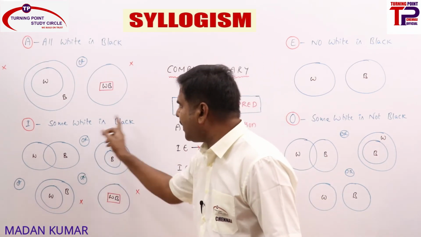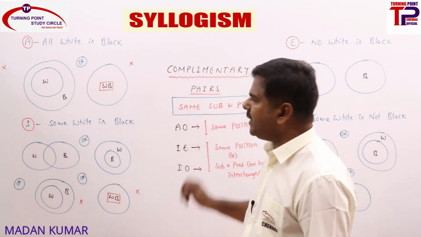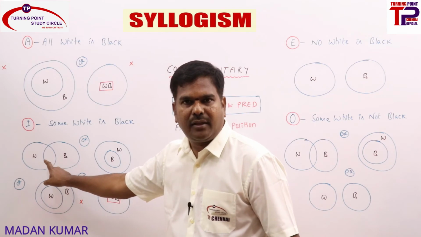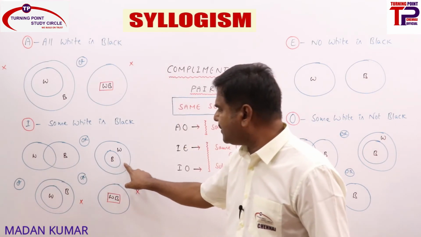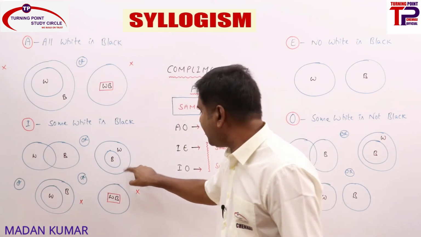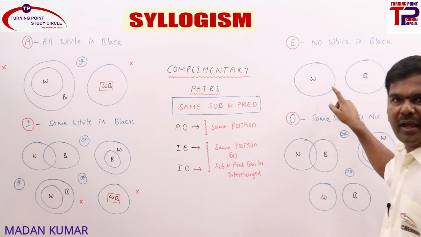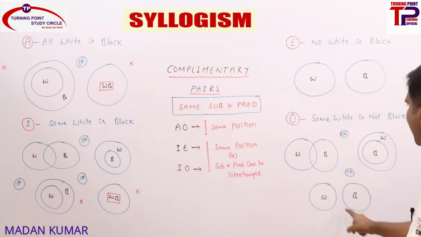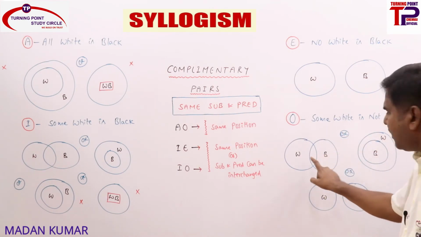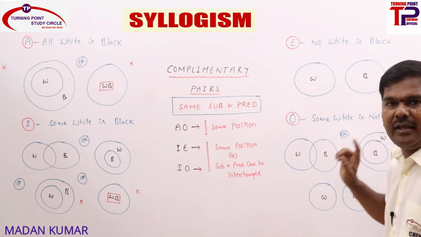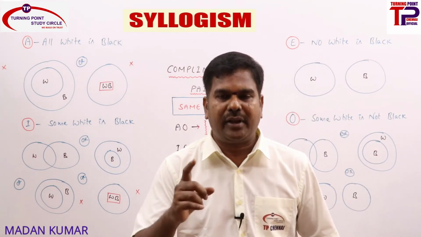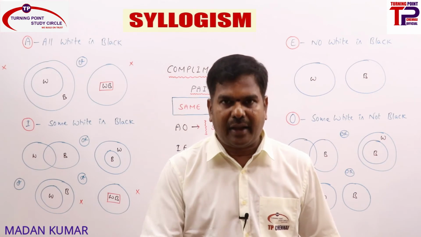So see here, O, what is O, ma? Some white is not black, right? Can I say some white is not black? Is it right? No white is black means some white is not black. That is also true. Some white is not black. Anyway, that statement alone is there. Some white is not black, some white is not black, some white is not black. This is how we are getting AO pair. Whenever A is wrong, O must be right.